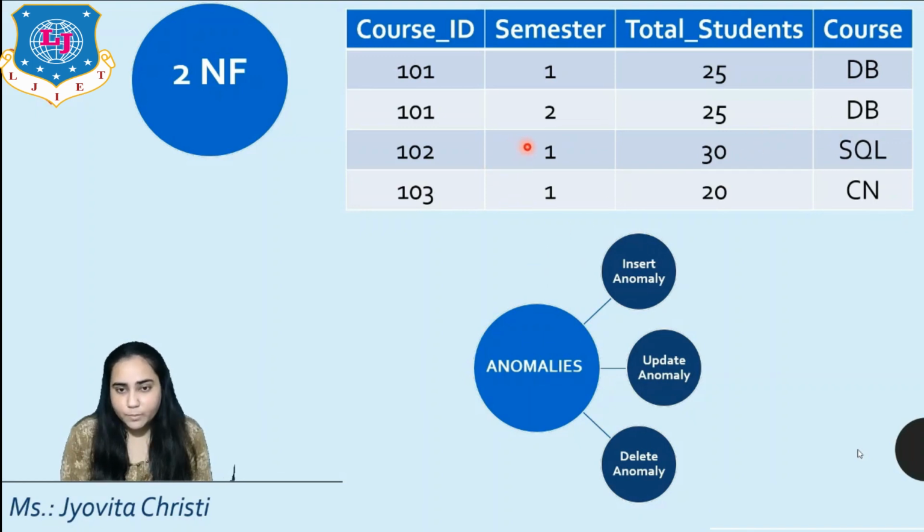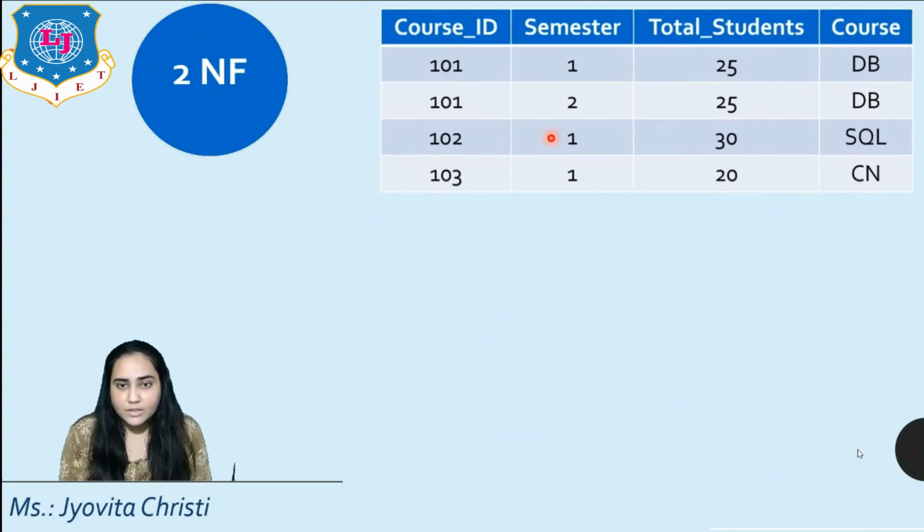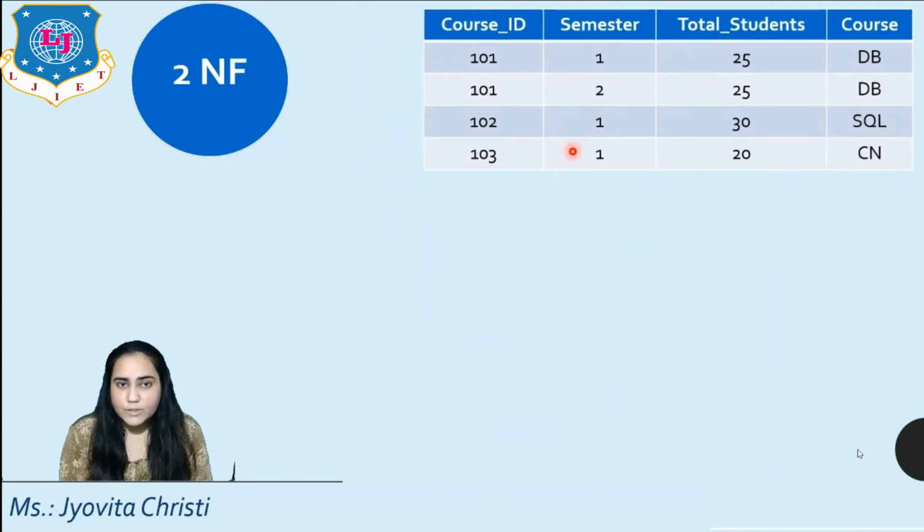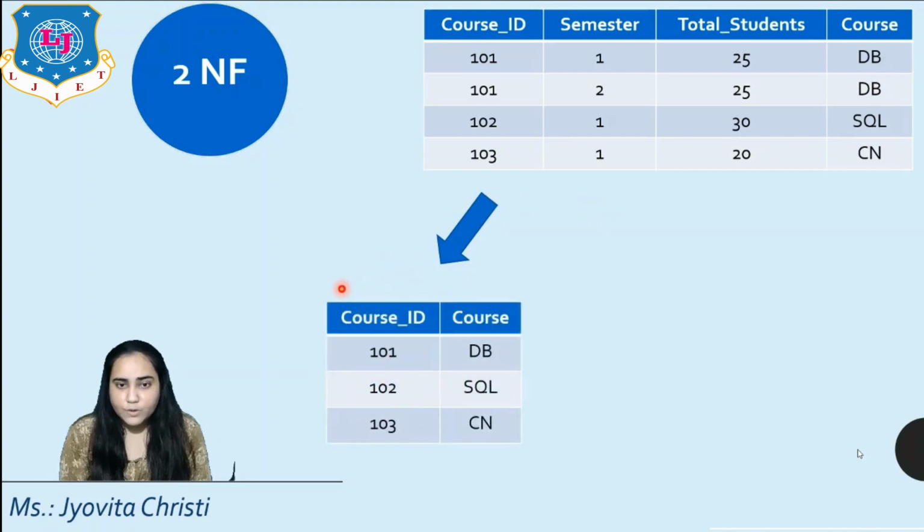So by now, by listening to all these things, you must have already decided the solution to the problem. By problem, I mean this particular problem. And that solution is to decompose the table. And how do we do that? We make one part where we will keep course ID and course.